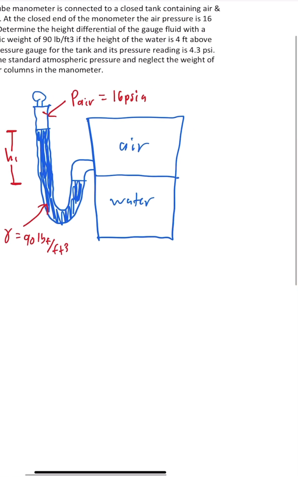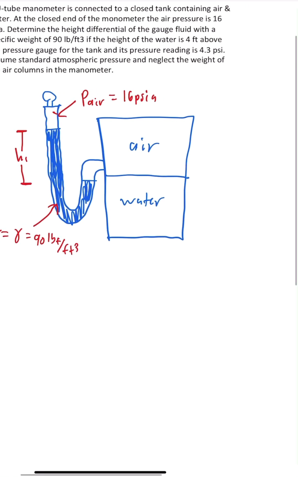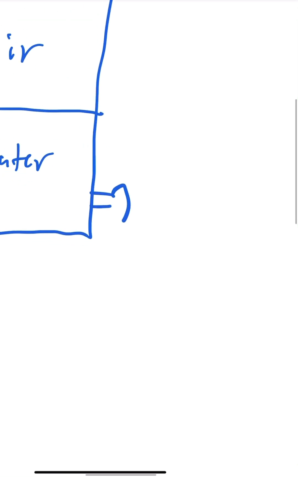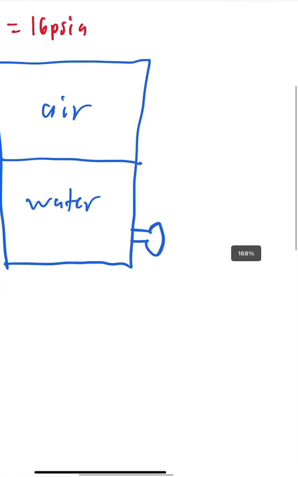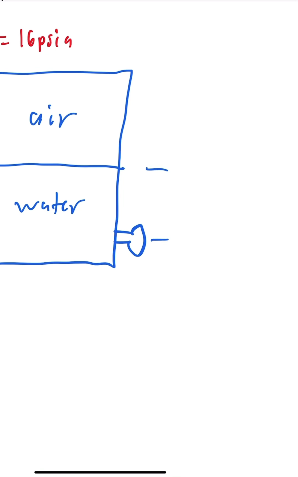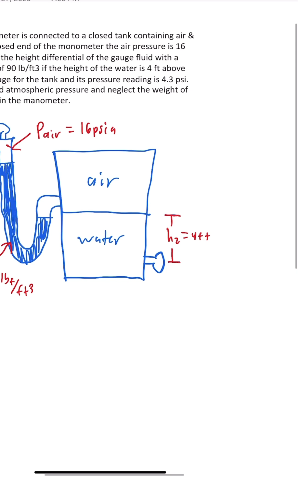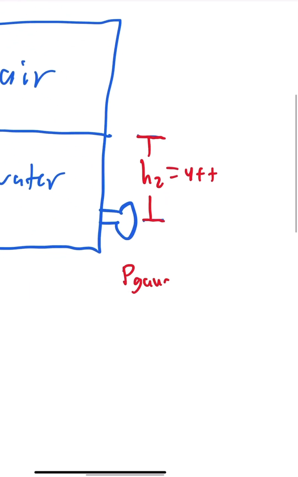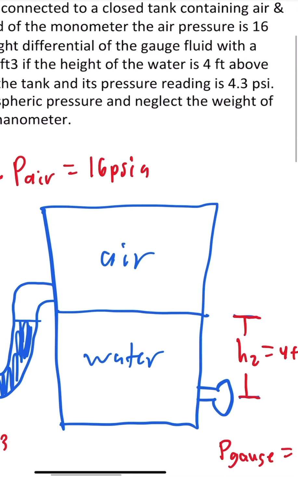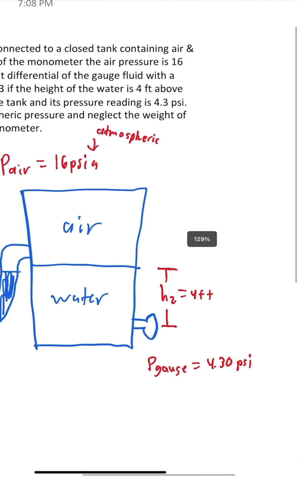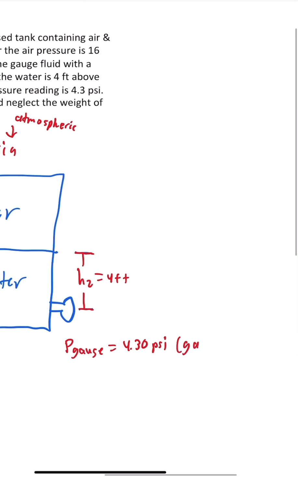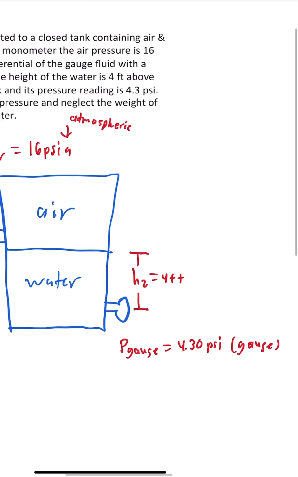And then it tells us if the height of the water is 4 feet above the pressure gauge for the tank. So somewhere down here is some little gauge, just like the one up here, and its difference of height, well, let me make this red again. We're going to call this H2 is equal to 4 feet from the top of the water. And then it tells us this gauge down here has a reading of 4.3 psi. Now remember, this is an atmospheric pressure, and this is a gauge pressure. We'll have to remember that whenever we're doing our calculations.